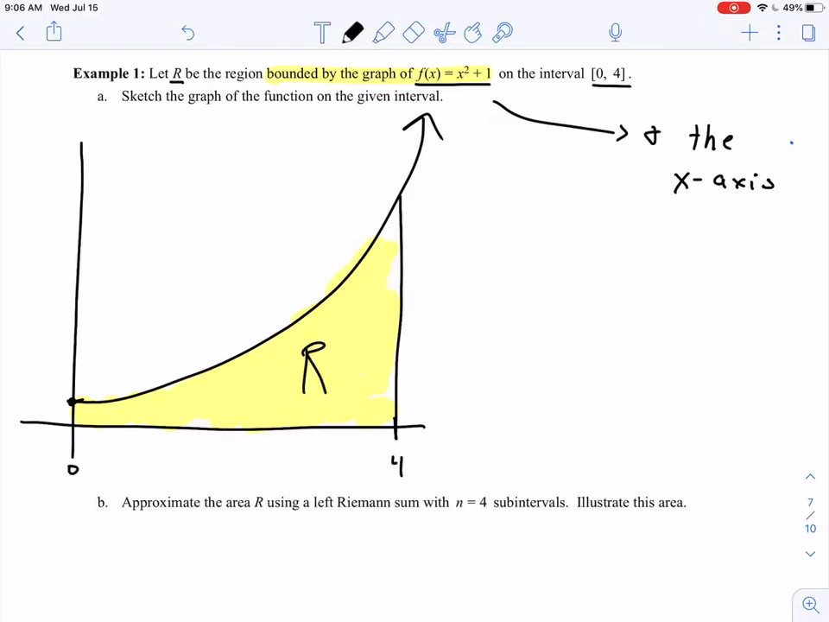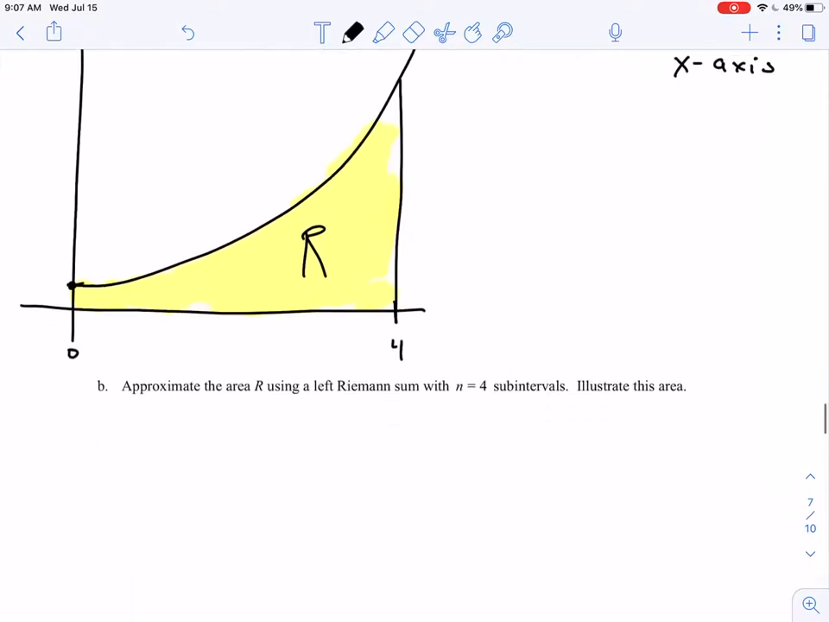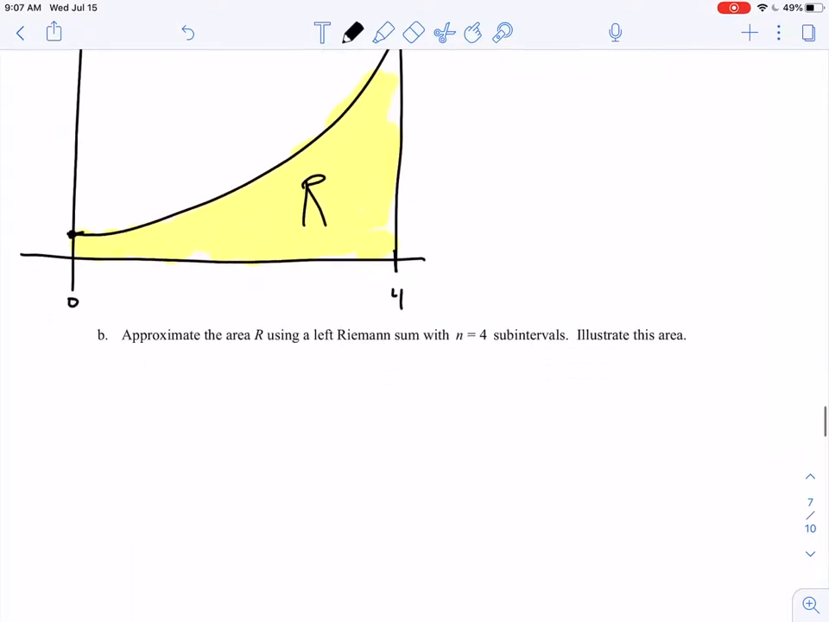So I would like to estimate this region using Riemann sums. It's the only tool that we really have right now. So let's go and calculate a Riemann sum. We want to approximate the area R using a left Riemann sum with n equals 4 subintervals and illustrate this area. I'm going to do a couple things here.